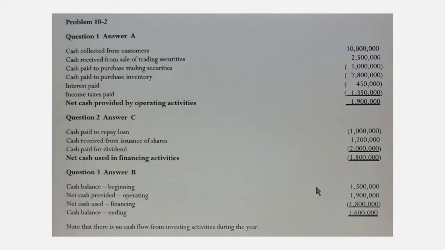For 10-2, cash provided by the operating activities. You have there the balances, like the cash balance beginning, but that's not included in the operating. The cash paid to purchase the inventory. Inventory is part of the current assets, so that's an operating activity. Sale of trading securities. Trading securities is a current asset. So therefore, it's under the operating.